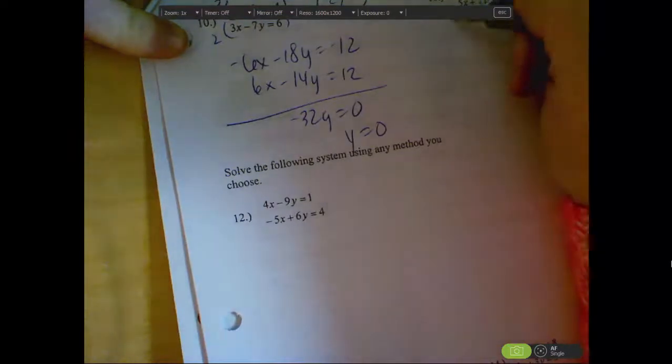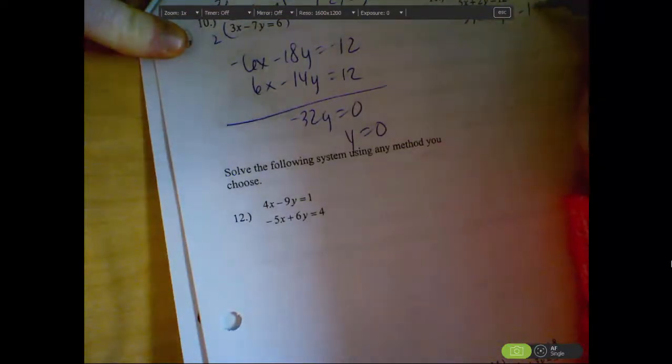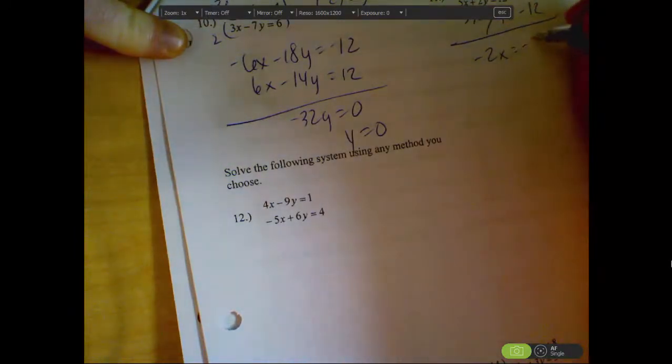Here I'm just going to multiply the bottom equation by negative 1. Add the top and the bottom together. Y's go away. 8 minus 12 is negative 4. X equals 2. If x is 2, 6, 1. Y is 1.